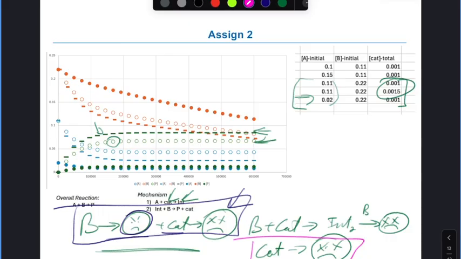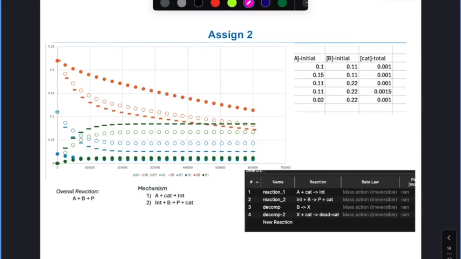So in the end, that's what I built. Again, the data I gave you was based on this model where I had B dies, and then it forms evil guy. Evil guy reacts with catalyst to make dead cat. That's how I built it, at least right now.